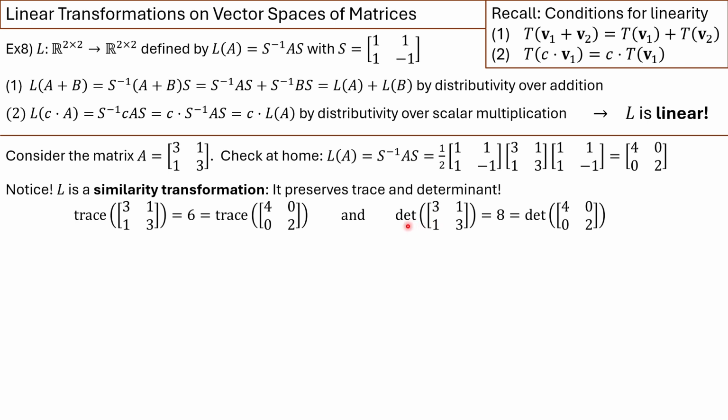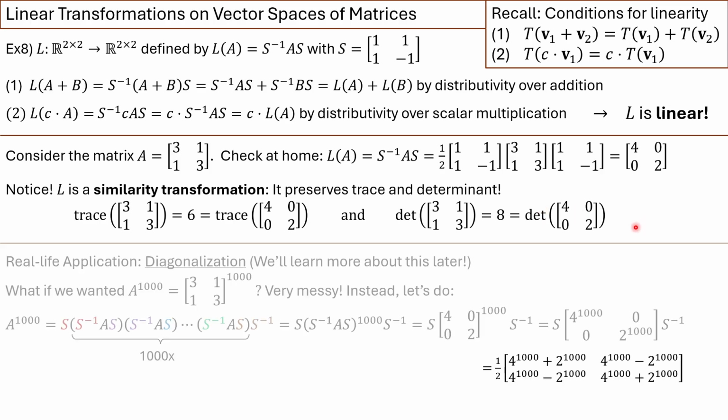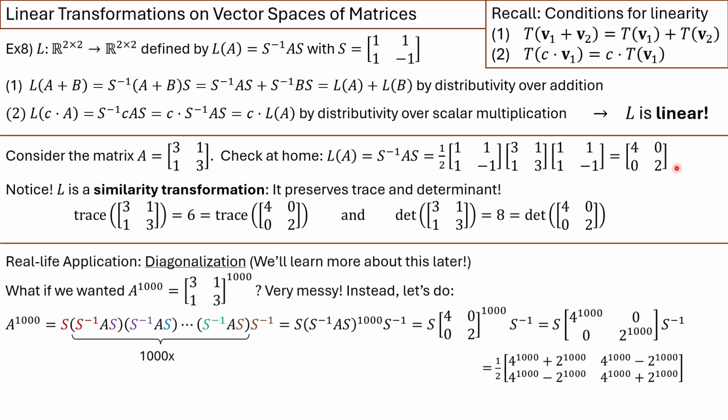All right, same thing with determinant. The determinant of the original matrix is going to be 3 times 3 minus 1 times 1, which is 8, right? The determinant of the new matrix is 4 times 2, which is also 8. So we have an L, which is a similarity transformation. Why do we care about this now? Well, remember, we resulted in a diagonal matrix. That's really special here. This is going to be a real-life application called diagonalization, which we'll learn about a little bit later.